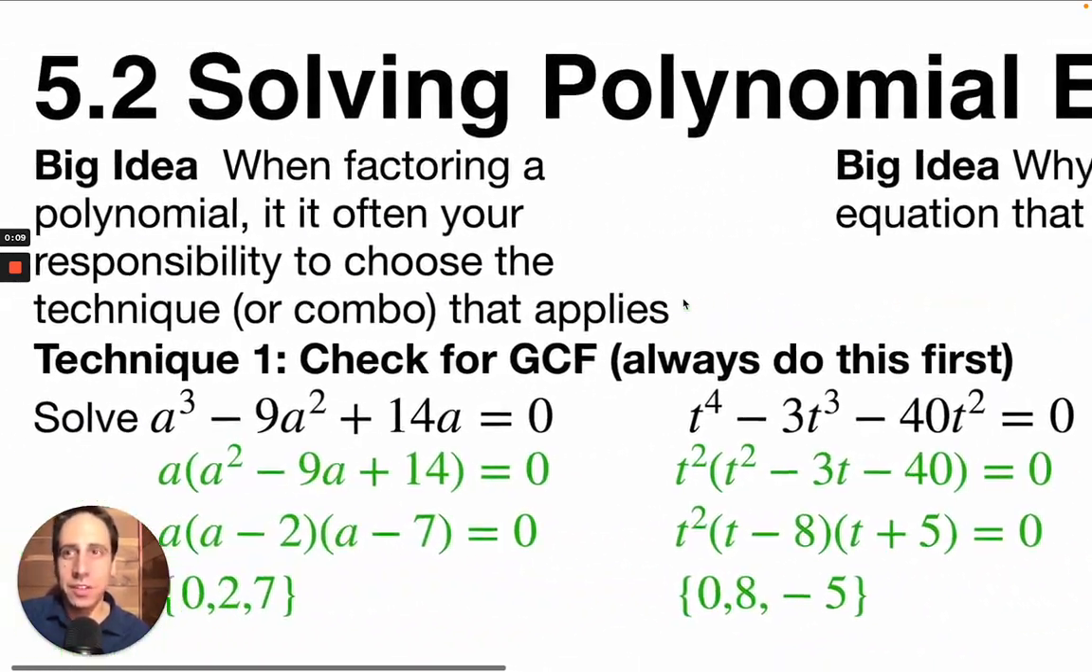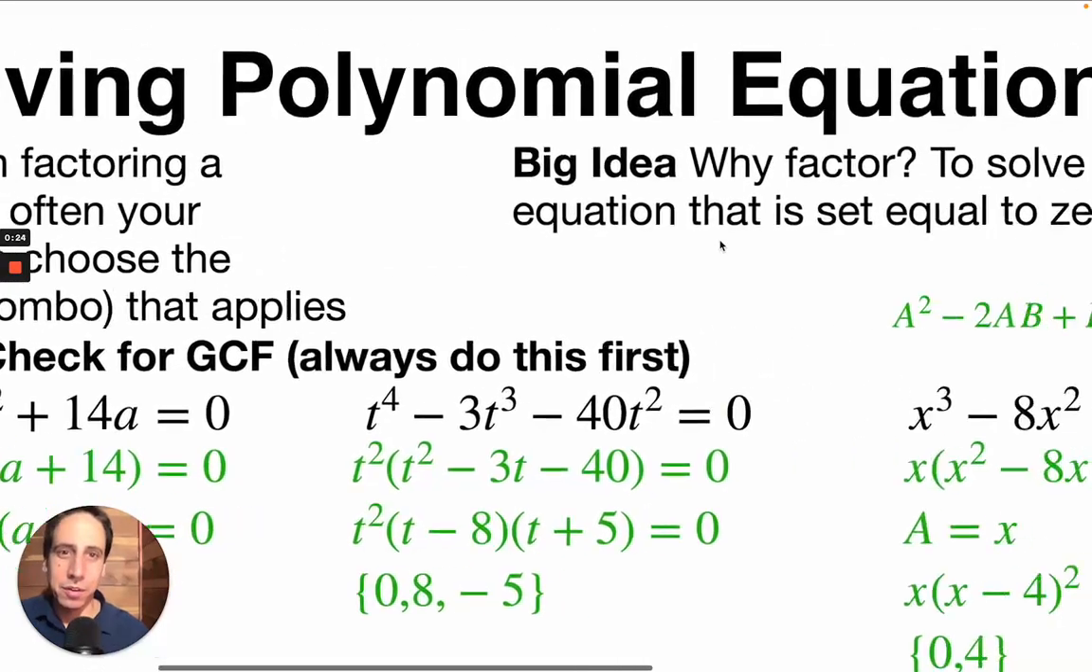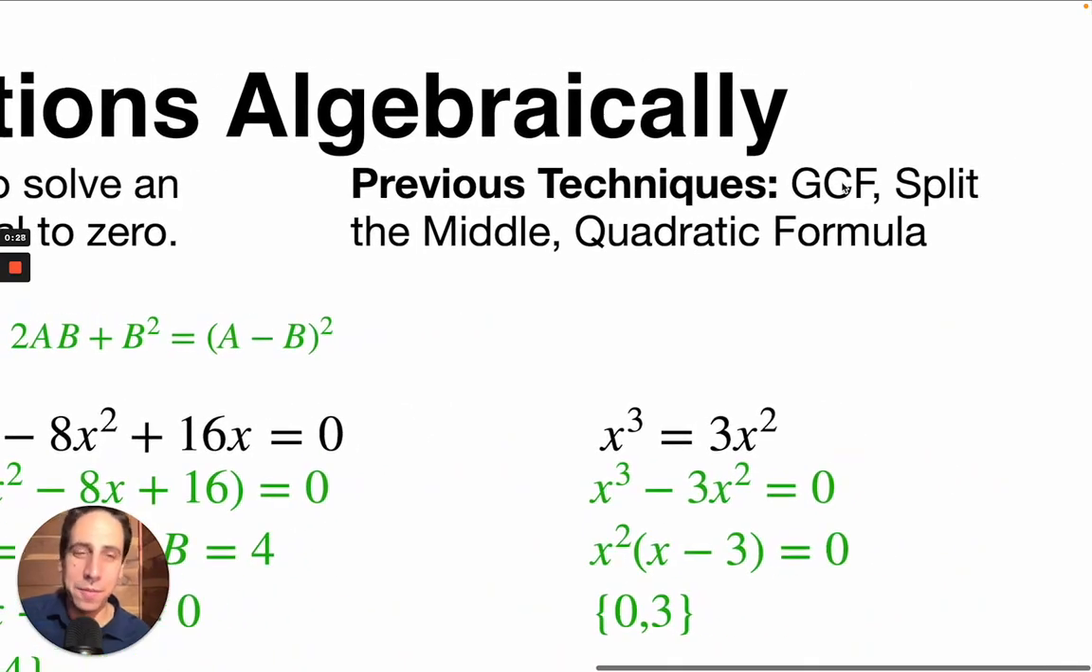And so last section we did the exact same thing. We were trying to find that one or two or three values of x that solved the equation, and we did that by graphing. And today we're going to do it algebraically, using techniques. Just flashback to chapter 3, you remember what we did. What this looked like was finding greatest common factors, splitting the middle, quadratic formula, all that stuff.